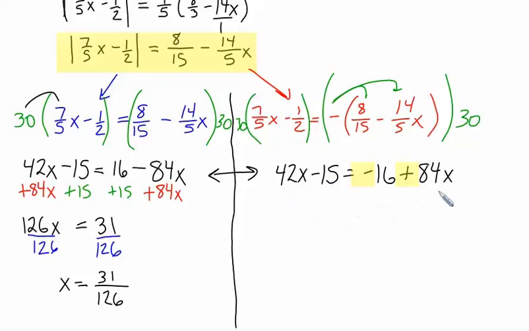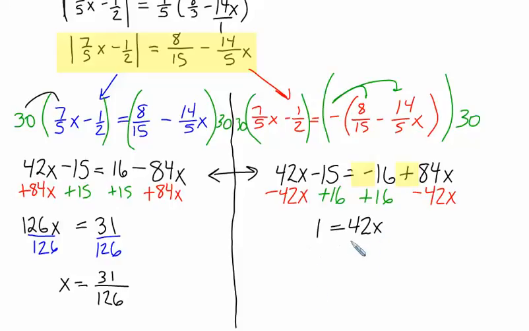So I'm going to need to get the x's over on the right if I want those to remain positive. I'll subtract the 42x from both sides. And that means we're going to add 16 to both sides. On the left-hand side, we get 1. And on the right-hand side, it looks like we get 42x.